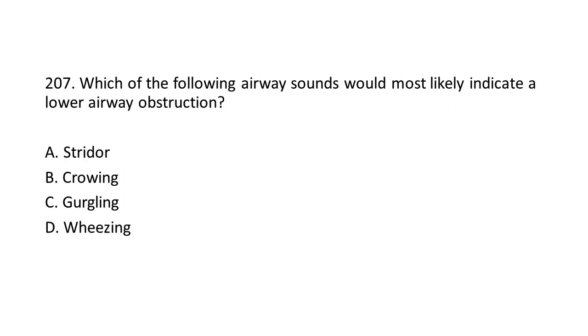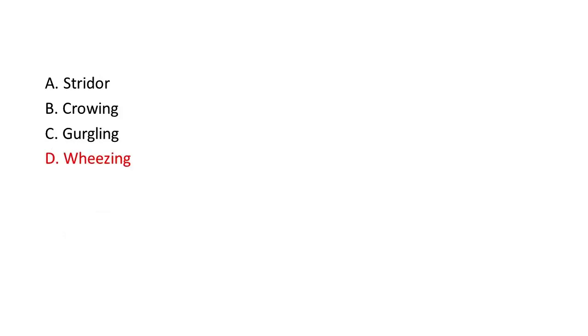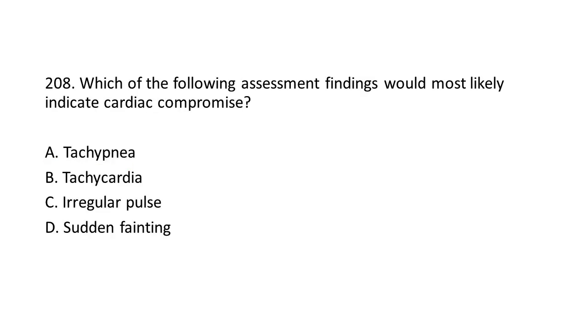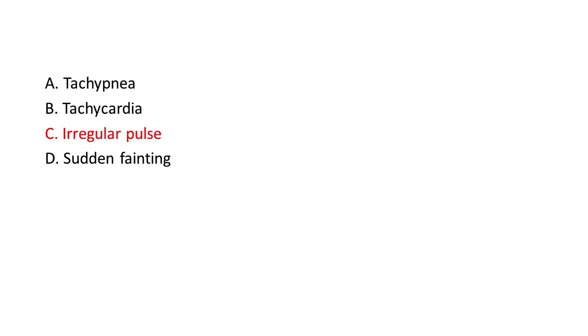207. Which of the following airway sounds would most likely indicate a lower airway obstruction? A. Stridor. B. Crowing. C. Gurgling. D. Wheezing. The answer is D. Wheezing. 208. Which of the following assessment findings would most likely indicate cardiac compromise? A. Tachypnea. B. Tachycardia. C. Irregular pulse. D. Sudden fainting. The answer is C. Irregular pulse.